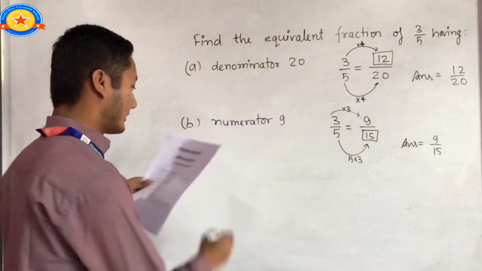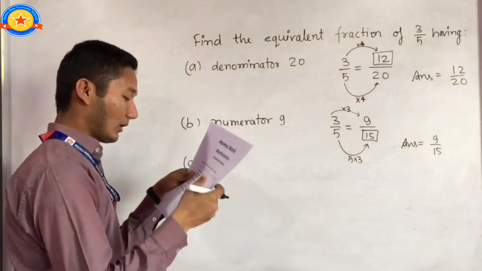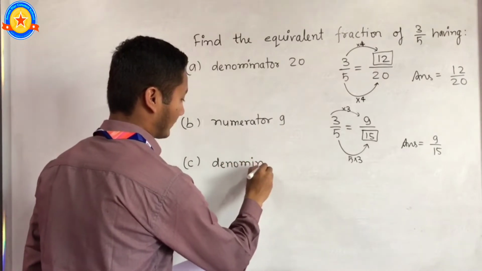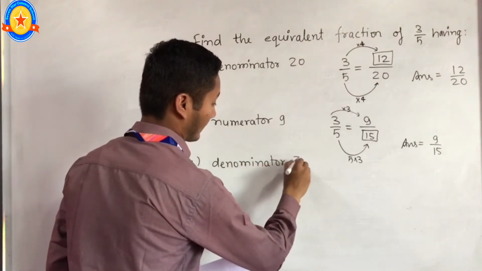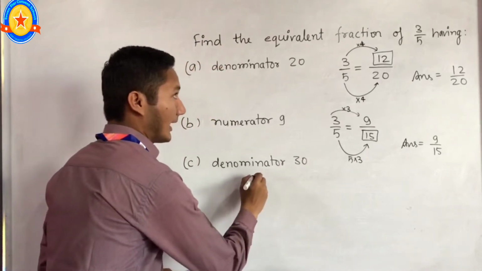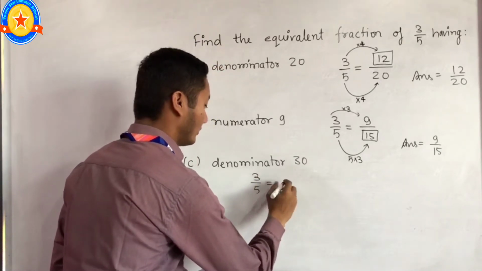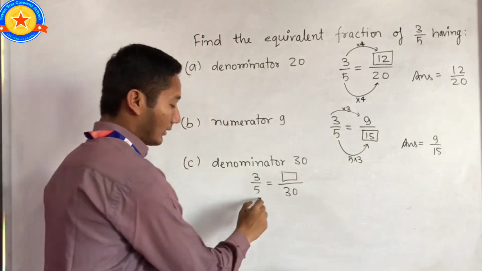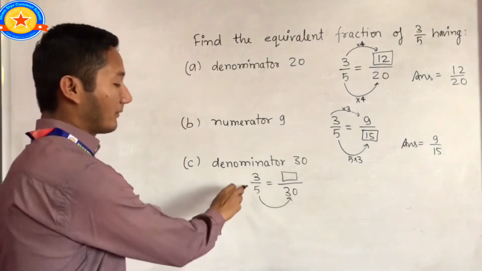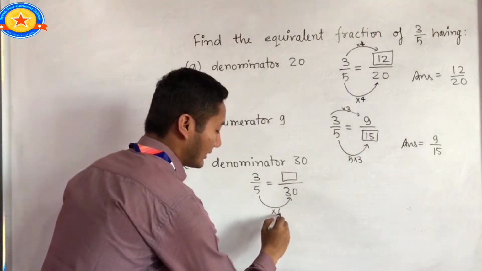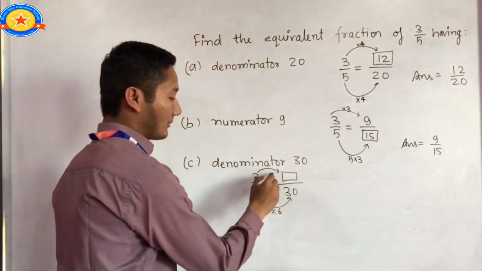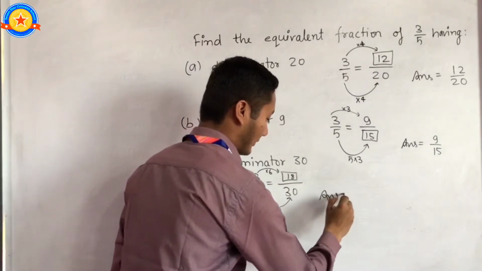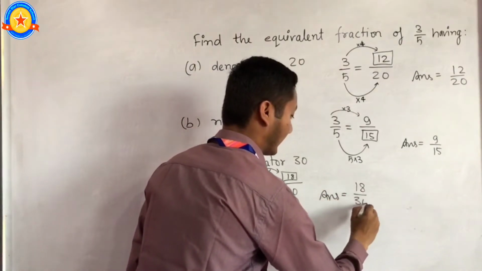Students, our next question is C part, which is denominator 30. That means 3 by 5 equals blank upon denominator 30. You need to find by which number we can multiply 5 to make 30. That is 6. 5 6s are 30. It becomes 3 6s are 18. Our answer is 18 by 30.